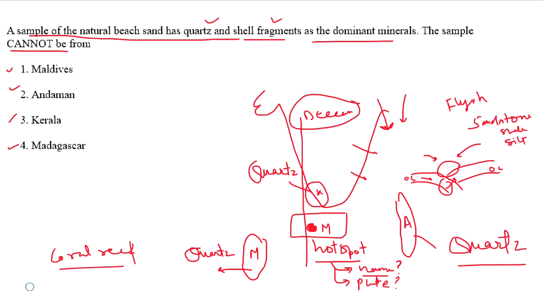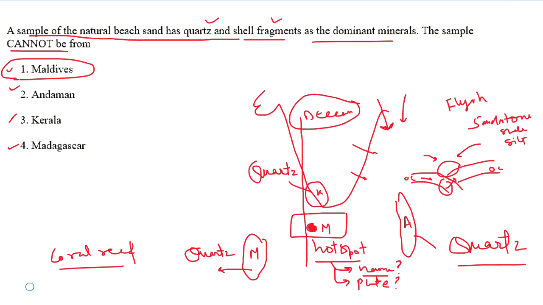So coming back to our question, the quartz and shale fragments are the dominant sample, it cannot be from... So our answer is Maldives. So in this way, you reach the answer to the question. But if you have that idea, you can directly answer the question.